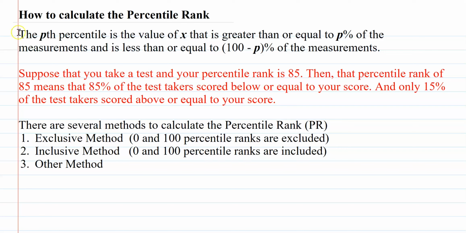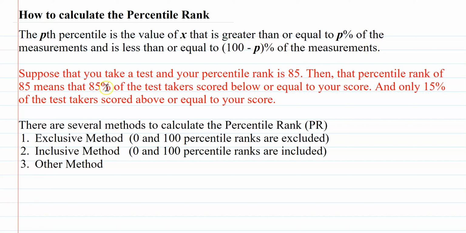Hello everyone. In this video, I will show you how to calculate the percentile rank of a particular score from a given dataset. But first, let's define the percentile. The p-th percentile is the value of x that is greater than or equal to p% of the measurements and is less than or equal to 100 minus p% of the measurements.